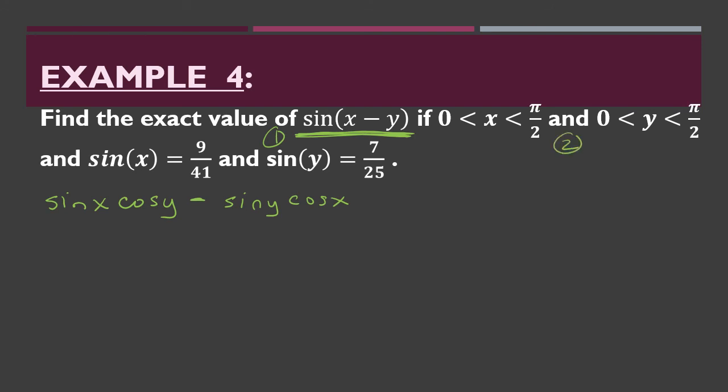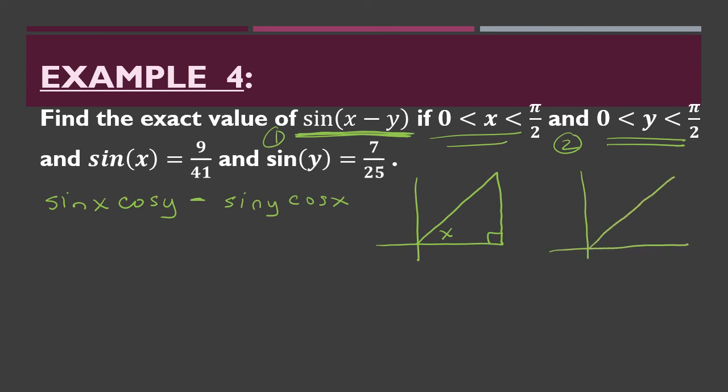The second thing is right here. This is telling me that I have a triangle in quadrant 1, and here I have another triangle in quadrant 1. So I basically have two reference triangles in this particular problem. I have a reference angle of angle x, and I have a reference angle of angle y. So the second thing you will need to do is you will need to sketch your triangles.